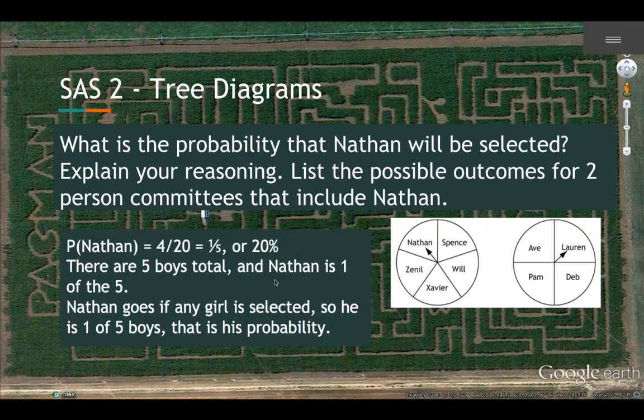Well, it's easy to see that Nathan is 1 of 5, okay? Or 20%. We say 4 of 20 because it's 1 of 5 times 4. 1 times 4 over 4 times 5, which is 20. So 1 of 5. There are 5 boys total, and Nathan is 1 of the 5. Nathan goes if any girl is selected, so he is 1 of 5 boys, and that is his probability.